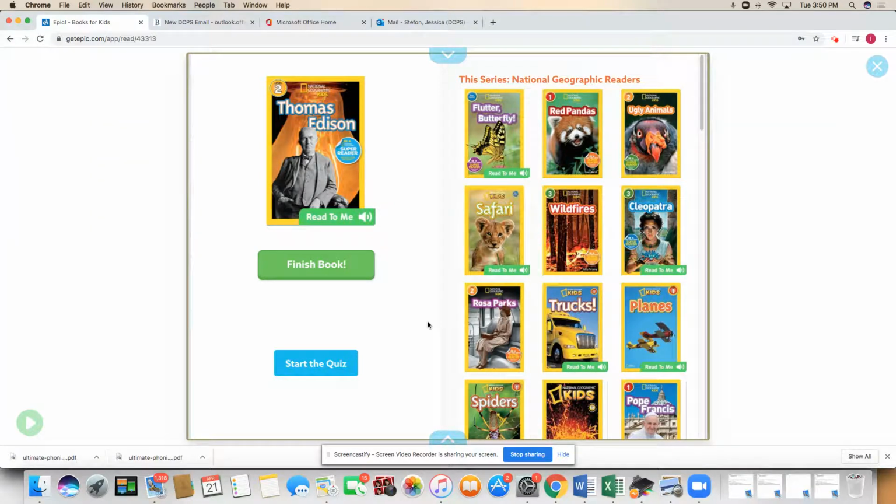What was his process of discovery and invention? What were some of his great inventions? And how did he help to solve problems or needs in society with his inventions? Then finally, when you finish the book on your second read, then I want you guys to do the quiz.